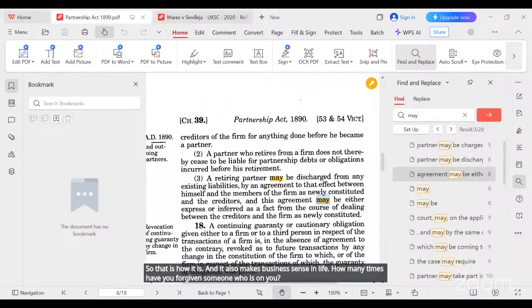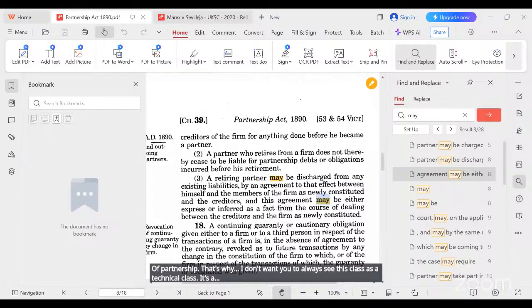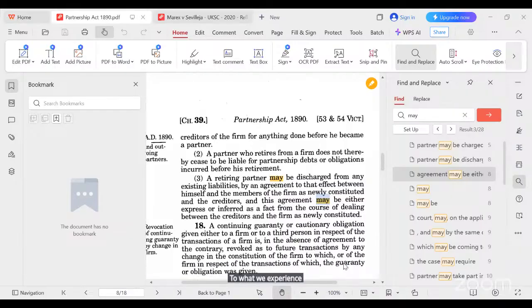It's the same thing here. It's just that this one is within the context of partnership. That is why I don't want you to always see this class as a technical class. It's a class that we are making to be as near as possible to what we experience in real life situation.